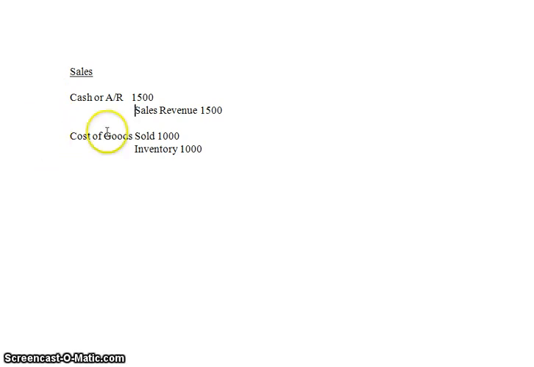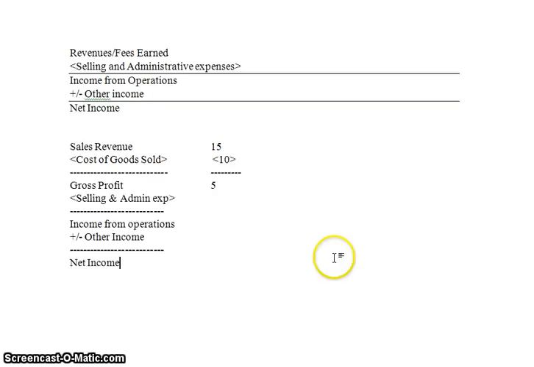Now if you remember back to the other statement, where I have sales revenue of $1,500 minus cost of goods sold of $1,000 will give me a gross profit of $500. So just to flip back over here, back to this, say I would have sales revenue of $1,500, my cost of goods sold would be $1,000, making my gross profit $500, and that's how they all work together.